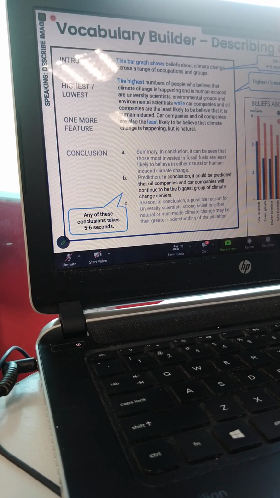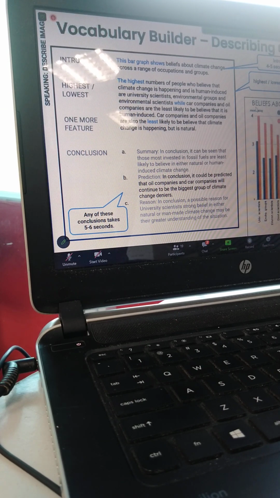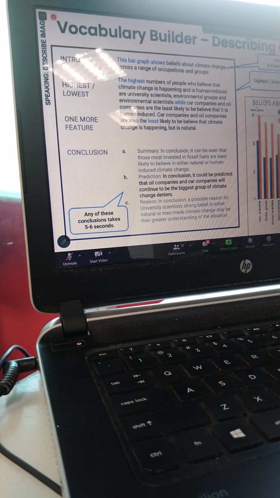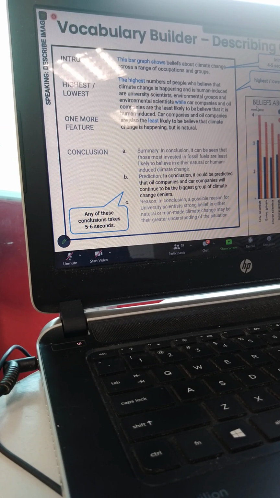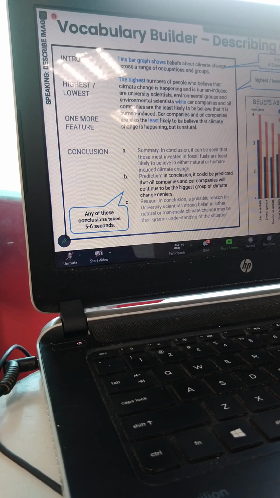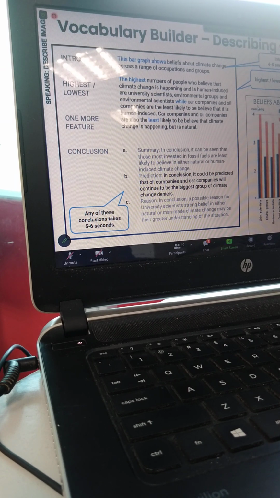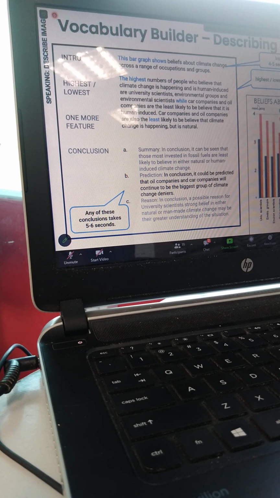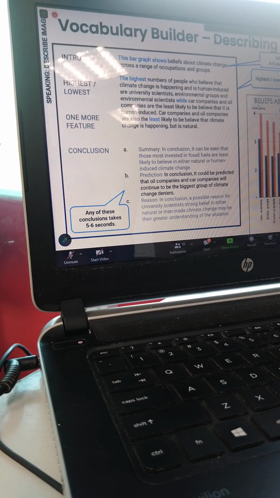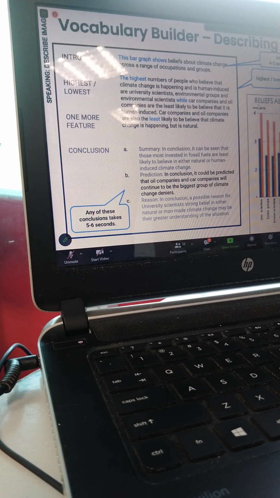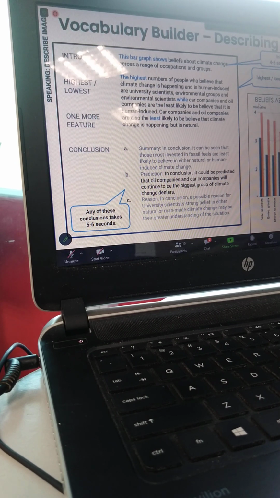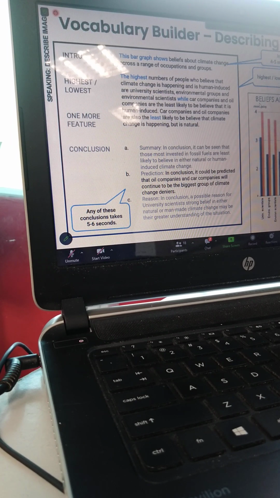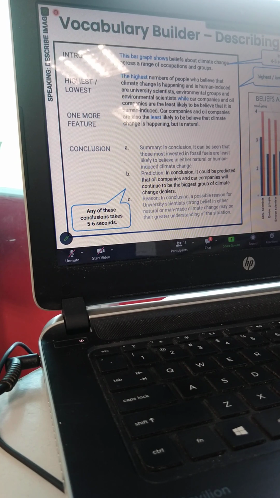This paragraph shows the least about climate change across the range of occupational groups. The highest number of people who believe that climate change is happening and is human induced are university scientists, environmental groups and environmental scientists. Car companies and oil companies are the least likely to believe that it is human induced. Car companies will also be least likely to believe that climate change is happening and that it is natural.